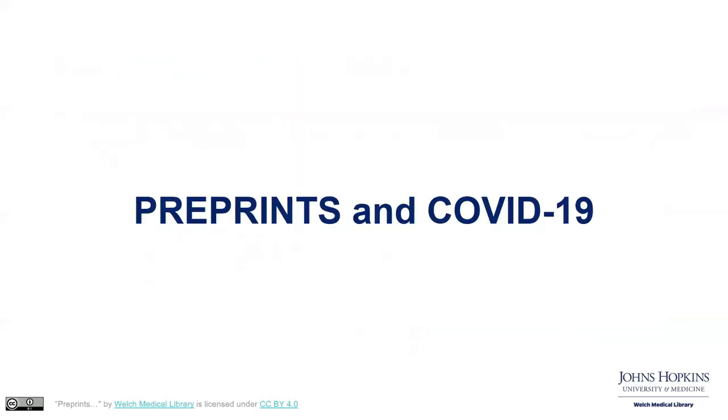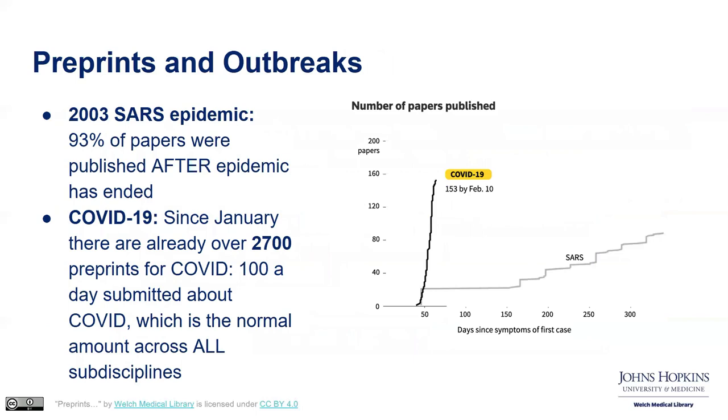And this leads us to talking about preprints and COVID-19. What is really fascinating here is the way that publishing has been changing throughout epidemics and pandemics. Right now, we can't wait 3 years to read COVID research and be able to innovate. But what's interesting is during the 2003 SARS epidemic, 93% of the papers were published after the epidemic had ended. Since January, there are already over 2,700 preprints related to COVID, and probably over 3,000 now.